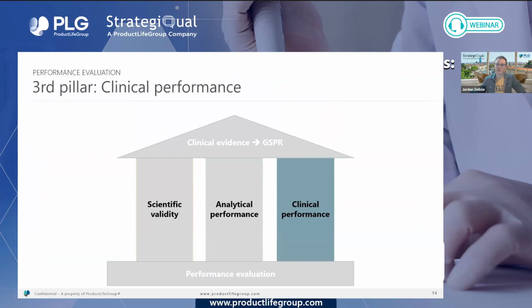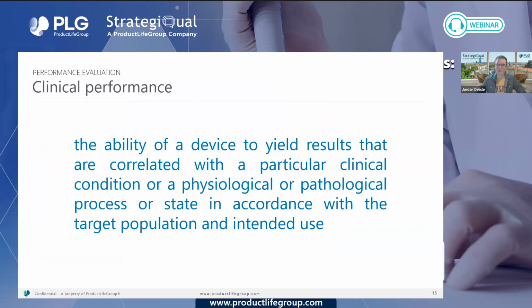Okay, and finally, after the second pillar comes the third, the clinical performance. The third pillar of performance evaluation, the clinical performance, is the ability of a device to produce results correlated with a given clinical condition or physiological process or state, depending on the target population and the user for whom the device is intended.